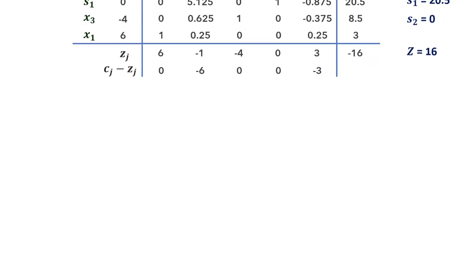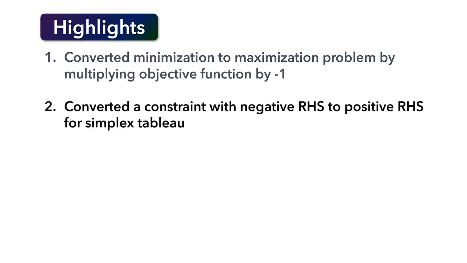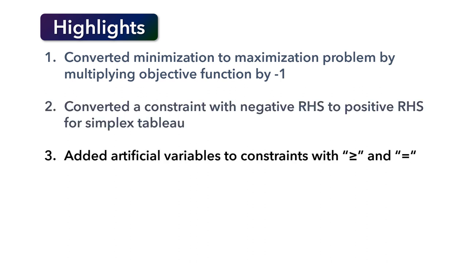And here are some highlighted events in solving this problem. 1. Because the problem was a minimization problem, we multiplied the objective function by negative 1 to convert it to a maximization problem. 2. Because the constraint has a negative right-hand side, we multiplied the constraint by negative 1 to make its right-hand side positive to be suitable for the initial simplex tableau. 3. We added artificial variables to greater than or equal to constraints and to equality constraints, again to make them suitable for the initial simplex tableau.